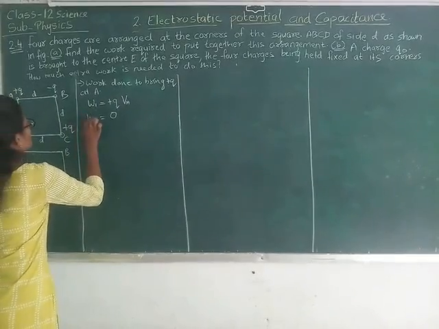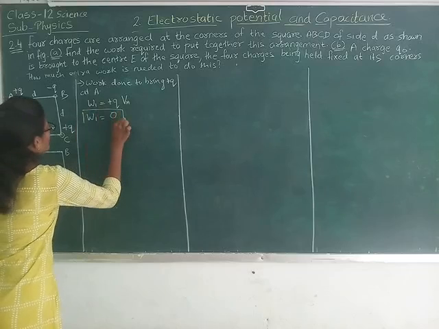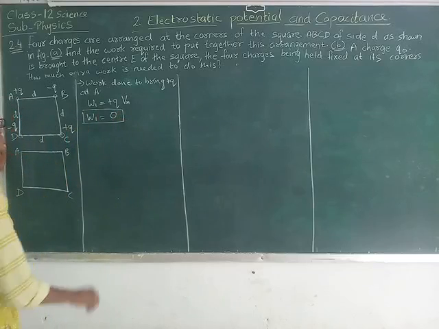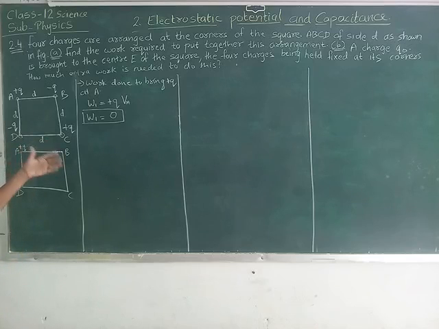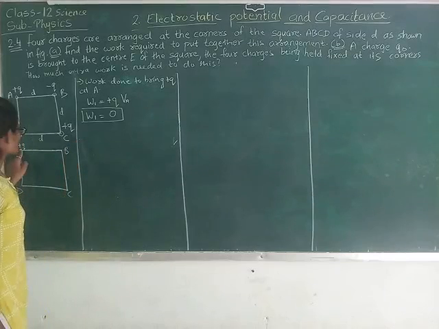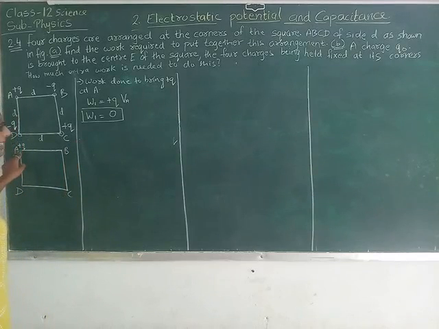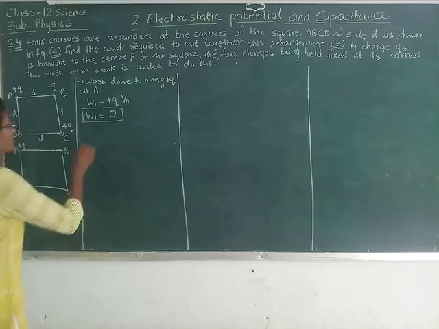So W1 equals 0. Right? So no work is to be done to bring the charge at this point A. So here the first charge is placed at point A, right? Work is not needed. You can directly place the plus Q charge at point A. Now I see that plus Q charge is placed at point A. Now we need to bring this minus Q charge at B.